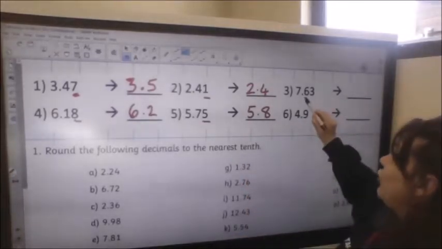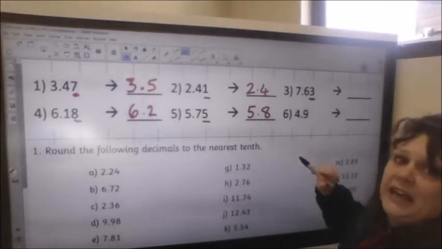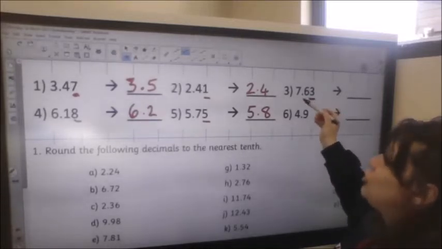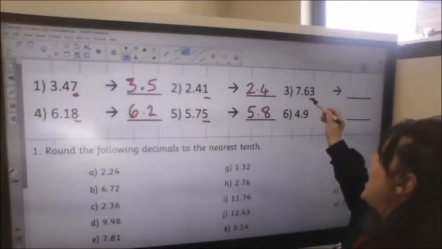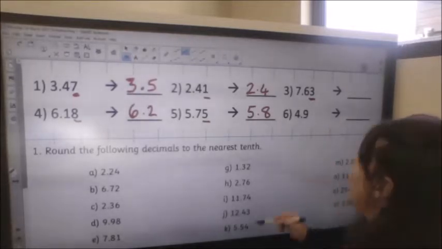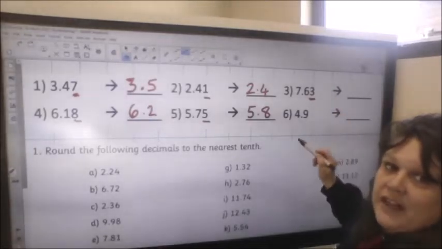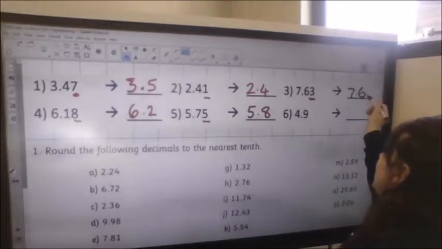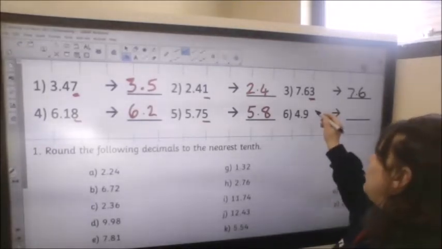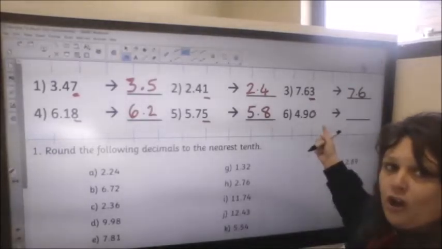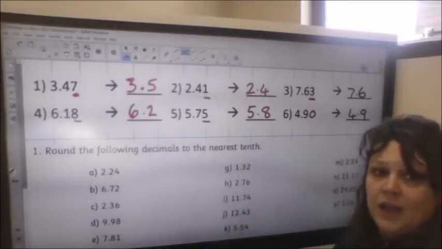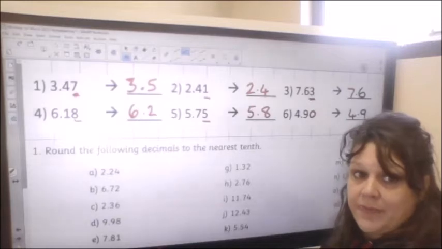And then here I've got 7.63. So I'm underlining that column there. I don't need to increase it because that's less than 5. So 7.63, the 3 is less than 5, so it is 7.6. And then we've got 4.9, and then there's nothing there. So that would be a 0 there. Because I've got no hundredths, that would just stay the same as 4.9 because I'm rounding to the nearest tenth.